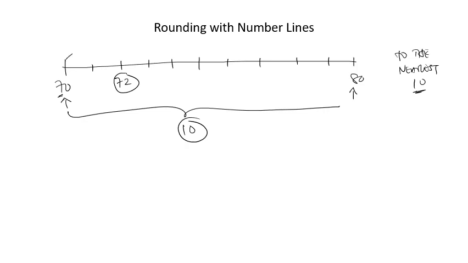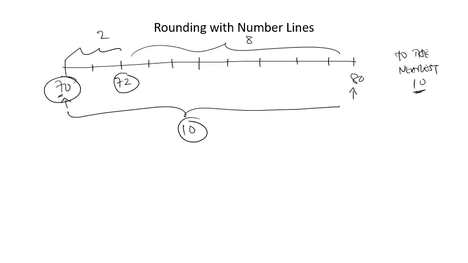We see this distance here is 2, and this distance is 8, just like we saw on the previous slide. And so since this is closer, then it rounds to that 70. It is the closest value of these two endpoints. And so once students are able to construct this little number line and know what these endpoints are, and they're able to locate that number, then the rounding process is pretty simple and pretty direct.